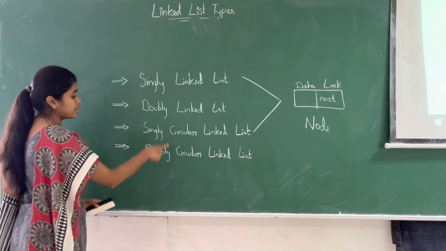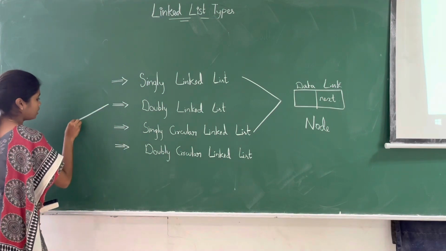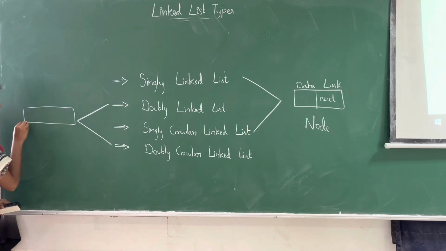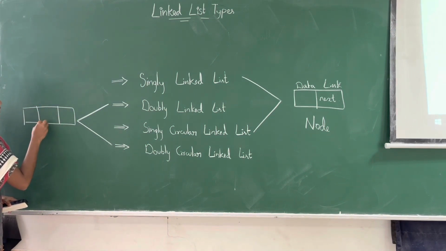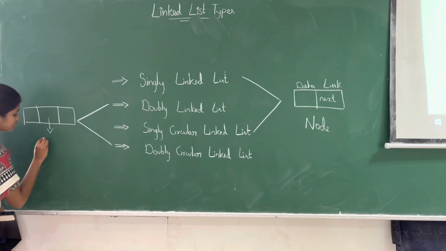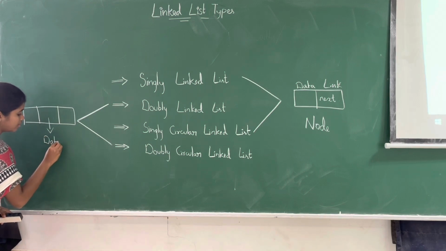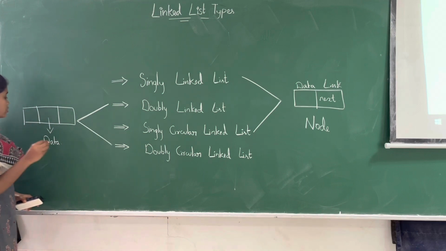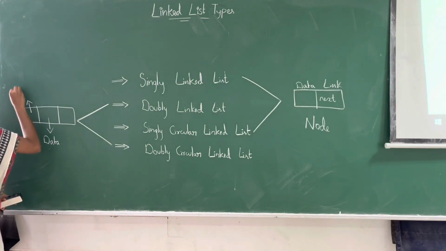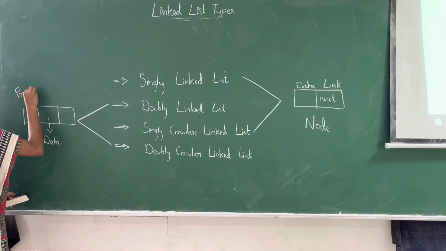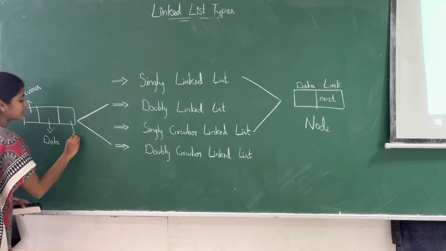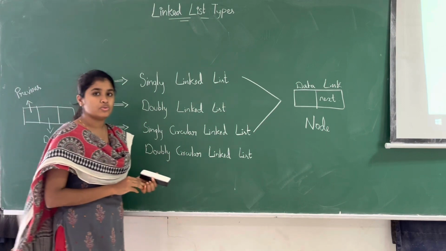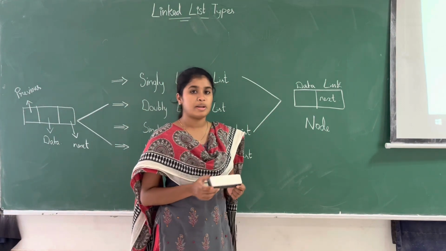Whereas in doubly linked list and doubly circular linked list, in these two types, a node takes 3 parts. The center part contains the element that we are going to store. The first part contains the address of the previous node. The last part contains the address of the next node. Now we will look into how these two nodes will be represented.